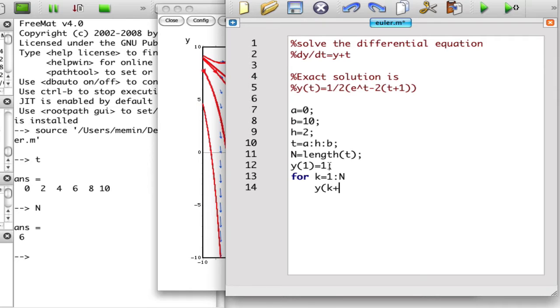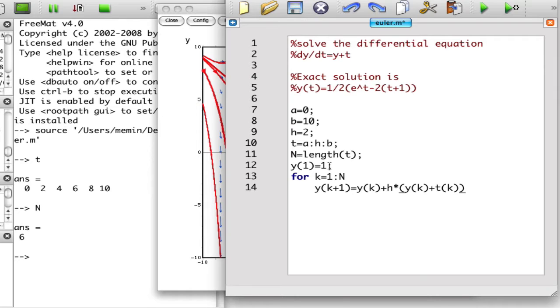Next y value, so y of k plus 1, is equal to what? Y of k. So in the first loop, it'll be y of 1, which is the initial one. And I'm going to add h times the derivative. Now this is dependent on the actual differential equation. In my case, the differential equation, I'll put it inside parentheses, is y plus t. So it's going to be just y of k plus t of k.